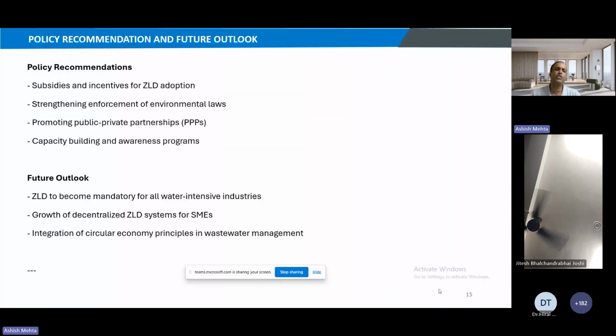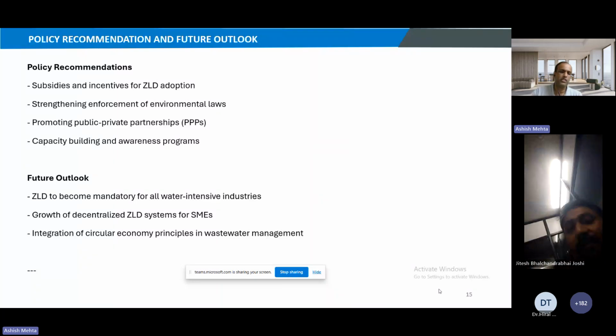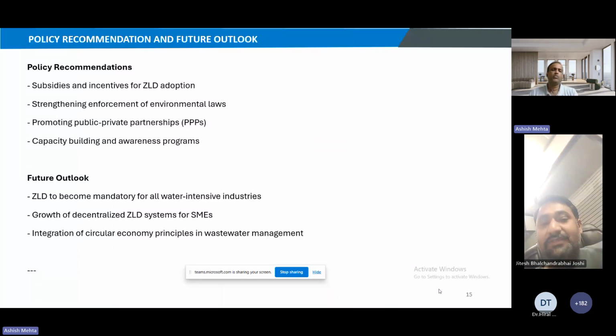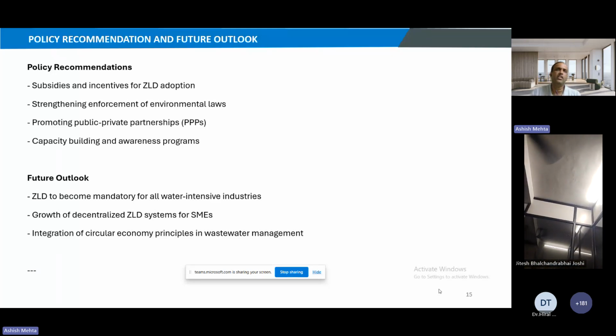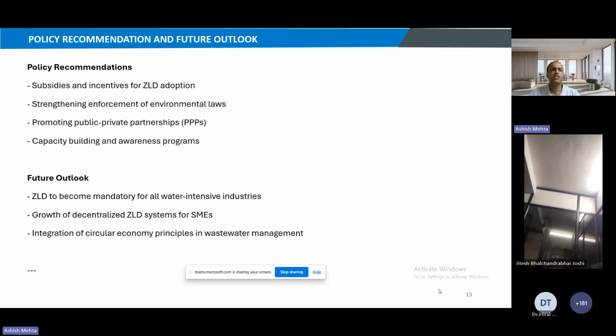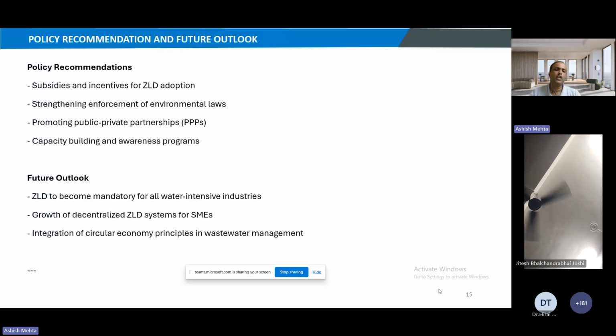Integration of circular economy principle in wastewater management. Circular economy concepts in the pipeline and the water credit system have already started in India, and green credit system policies are coming up, already implemented by the Ministry of Environment and Forest. So all these are going to support this kind of project and initiatives. These are the future outlook which I could see and share with you.